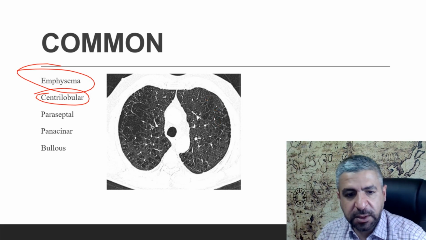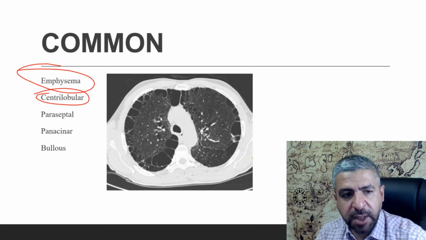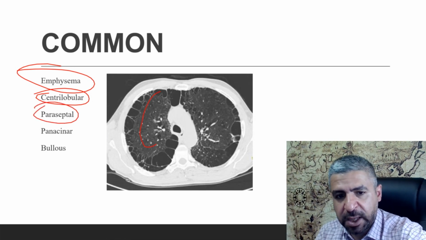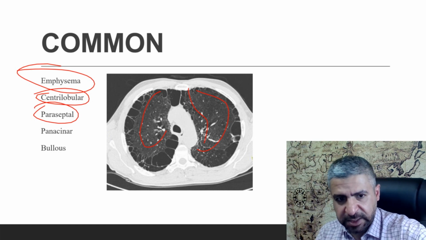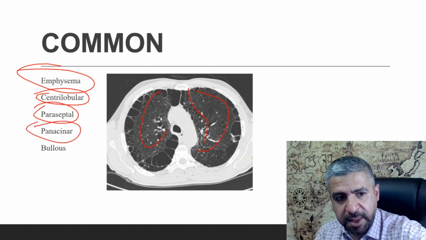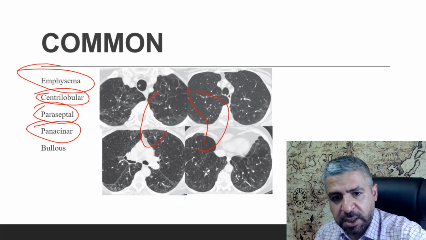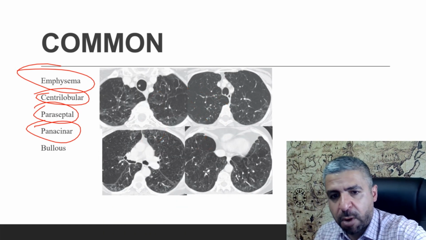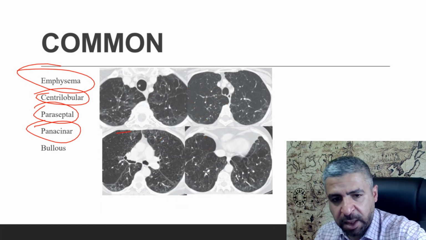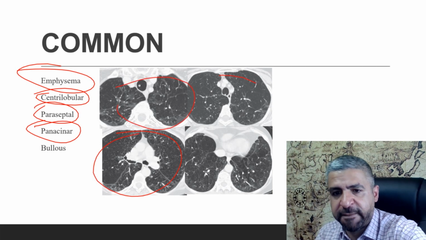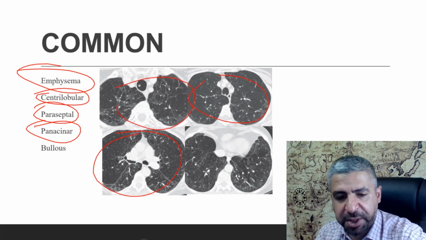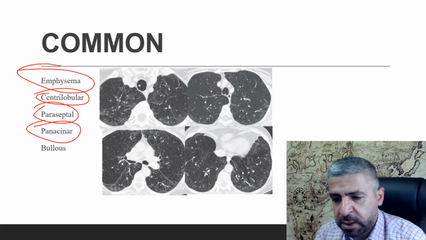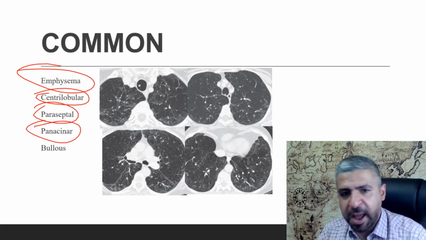This is what we call centrilobular. The other type is paraseptal. You can see it along the peripheral parts of the lung, the septal regions. Also the panacinar. As you see here, it's completely destroyed lung. All the acini are involved. It's panacinar. Everything is destroyed or widened and air-filled.